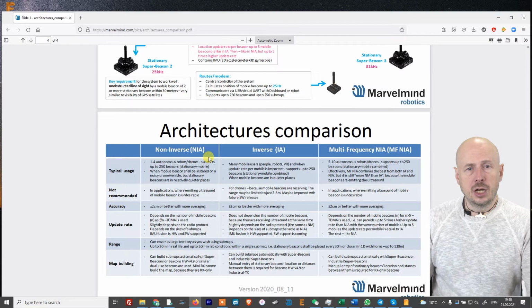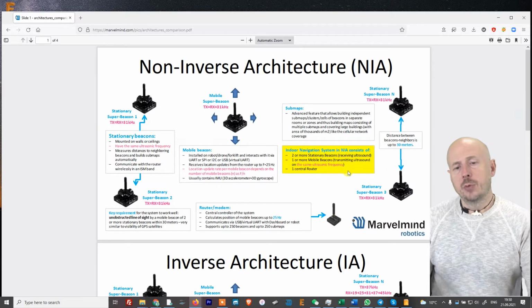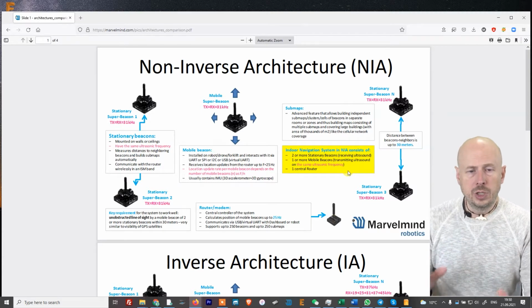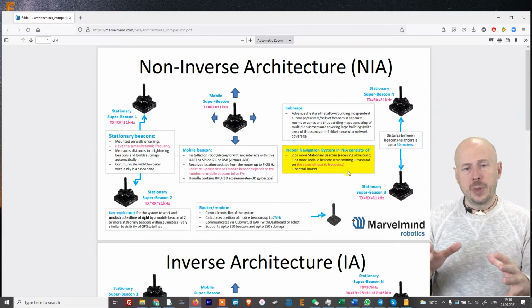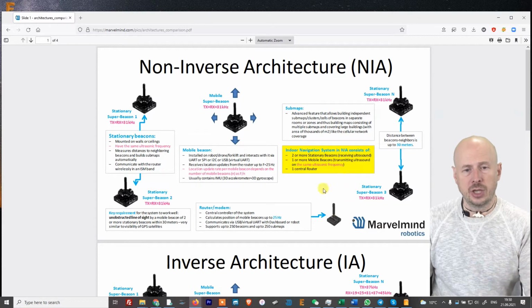cases which to choose. Now let's start with the most basic, and this is why, when you are not sure, we always recommend to start with non-inverse architecture. Why? Because with non-inverse architecture you have the least number of possibilities to make a mistake. It stems from the fact that this is the simplest architecture.